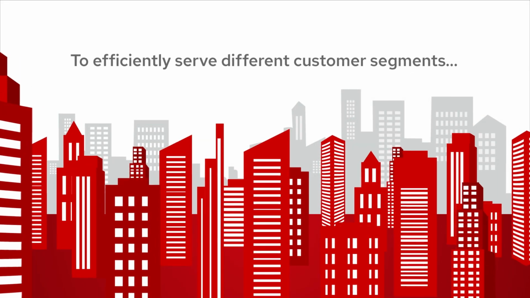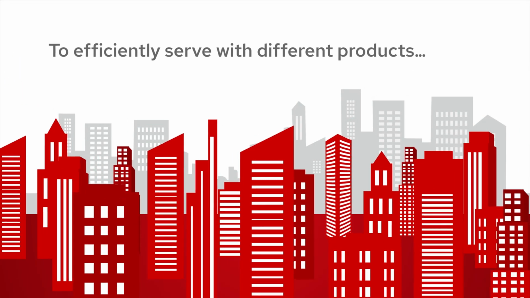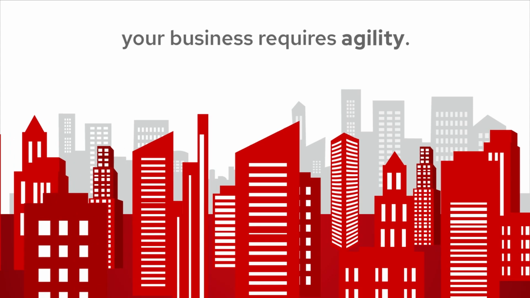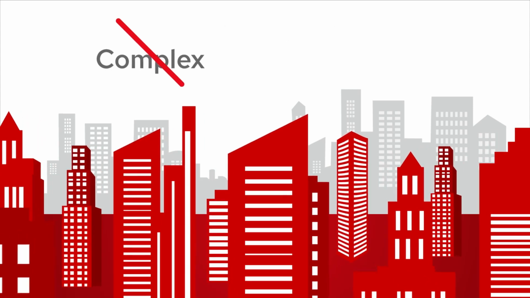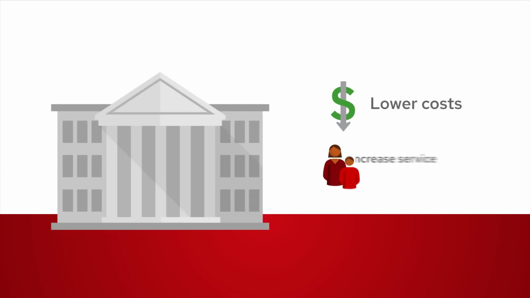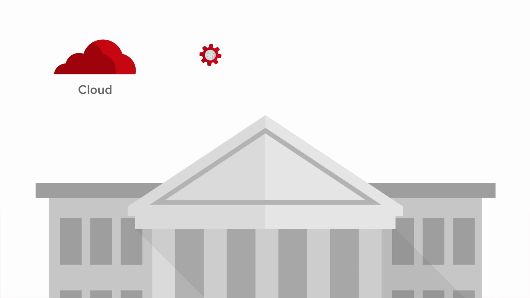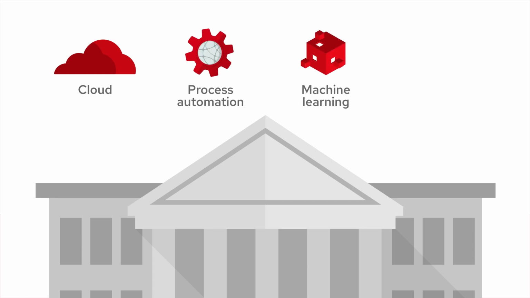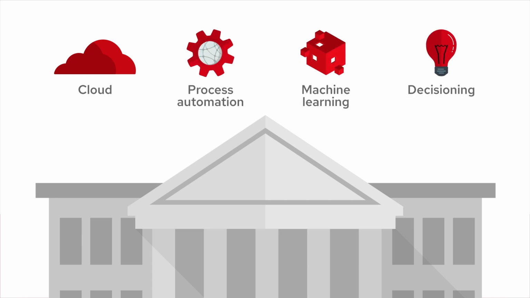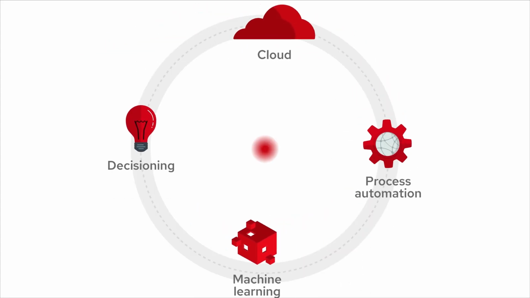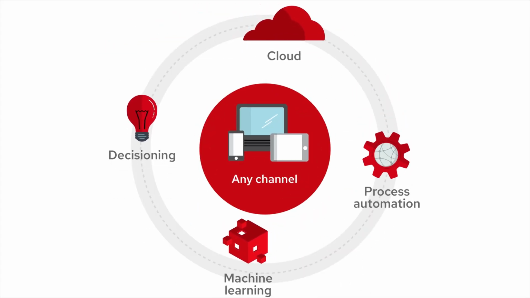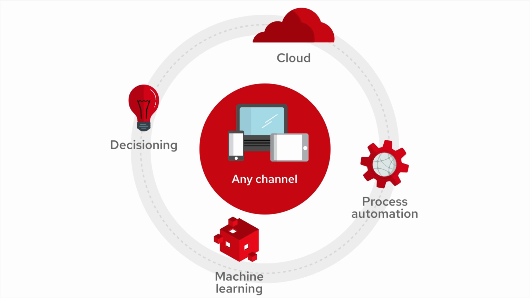To efficiently serve different customer segments with different products and channels requires agility, but it doesn't have to be complex or costly. Banks can lower costs and serve customers more efficiently by taking advantage of innovations like cloud, process automation, machine learning, and decisioning. These technologies make business processes available within any channel while reducing the need for manual intervention.